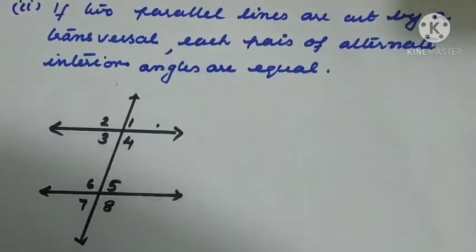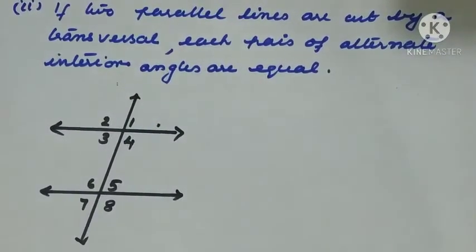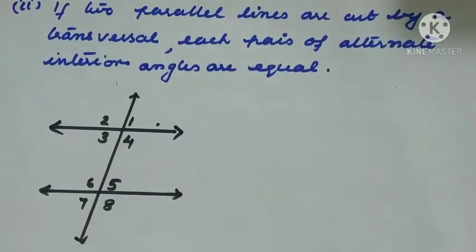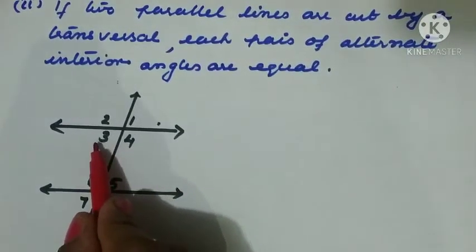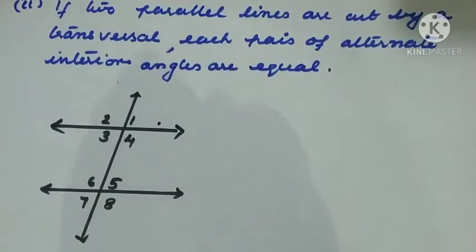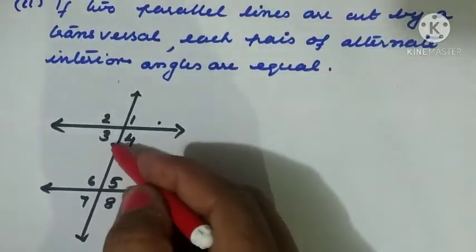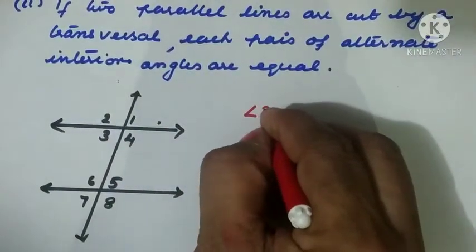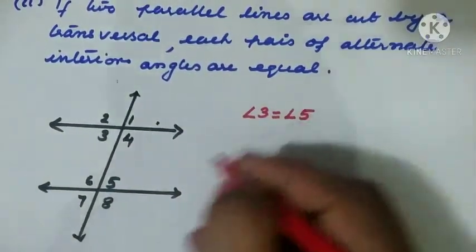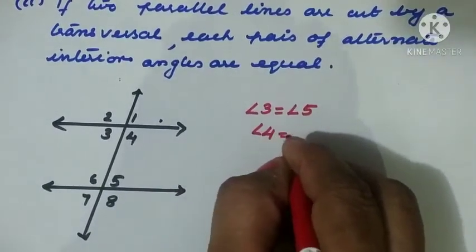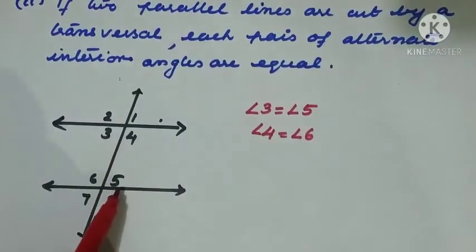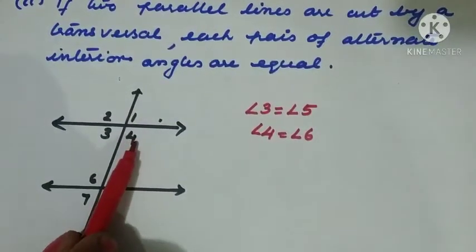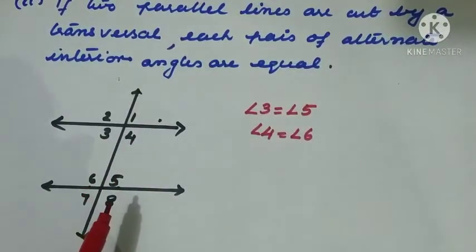Second point: if two parallel lines are cut by a transversal, each pair of alternate interior angles are equal. We must know which are the alternate interior angle pairs. First of all, the interior angles should be considered: 3, 4, 5, 6. Now, which are equal, which is alternate. When we take angle 3, angle 3 equals angle 5. The next one is angle 4, equal to angle 6. That means if angle 3 equals 80, then angle 5 is also equal to 80. If angle 4 equals 100, then angle 6 is also equal to 100.